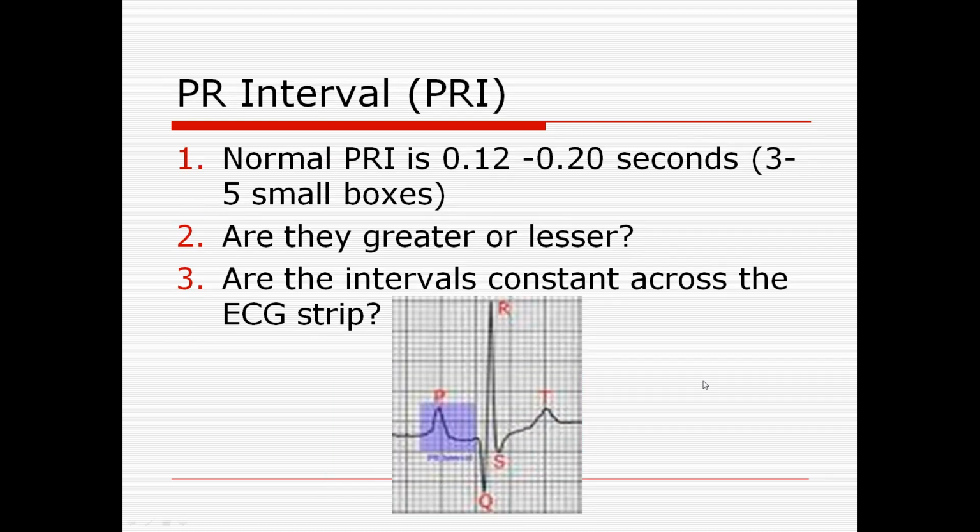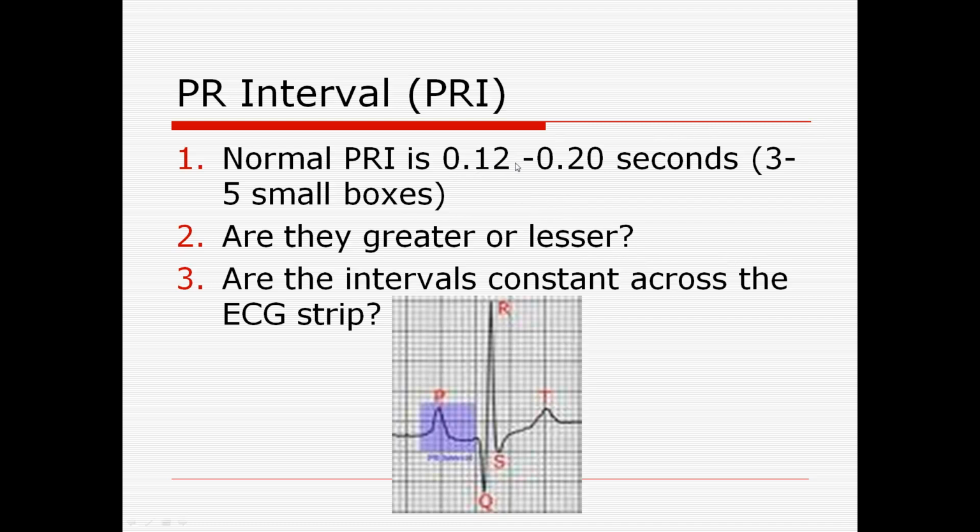Okay, the PR interval. Now, I said before that we have to look at those little boxes to figure out how much time is elapsing. A PR interval should normally be anywhere from 0.12 to 0.20. If you were able to use a computer, you could actually measure how long it took between the start of the P and the beginning of the QRS. A normal PR interval shouldn't be more than 0.20. Is it lesser or greater?